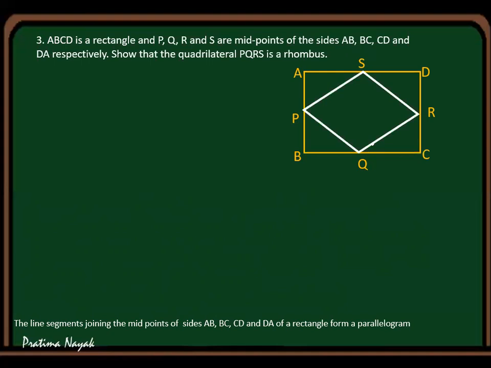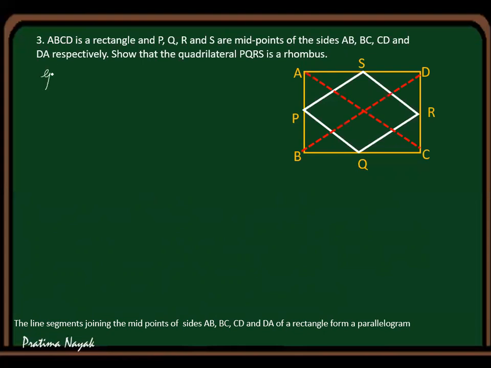So what is the property of a rhombus? Sides are equal. It will form a parallelogram because we are joining the midpoints. We only have to show that the adjacent sides are equal. So of course we'll join the diagonals. The two diagonals will be joined. So this is the construction. So let us write what we have understood.